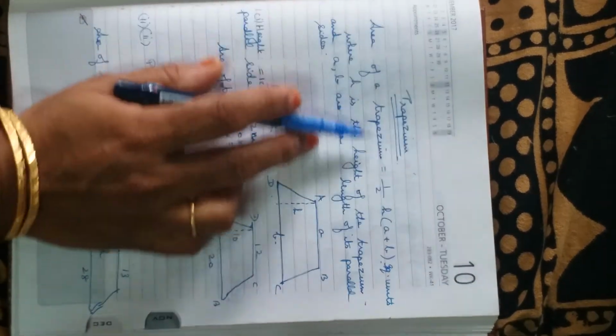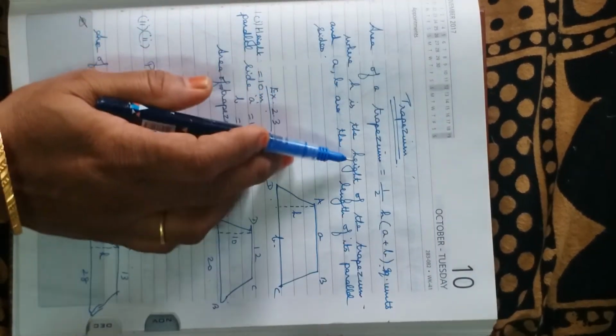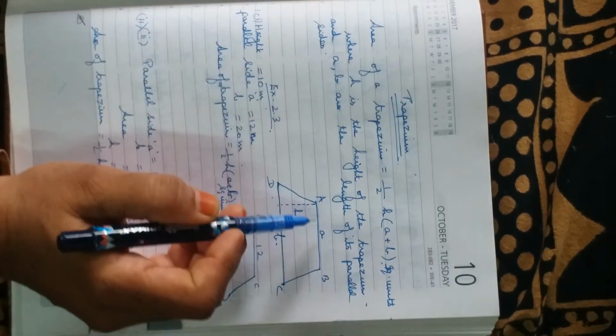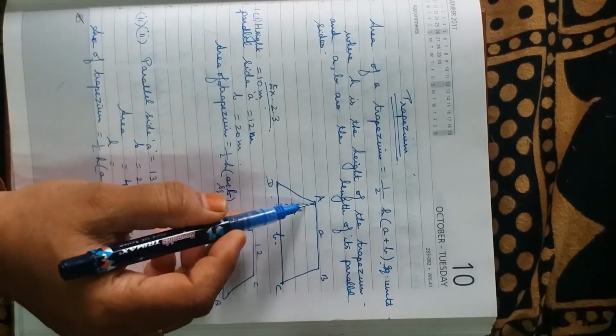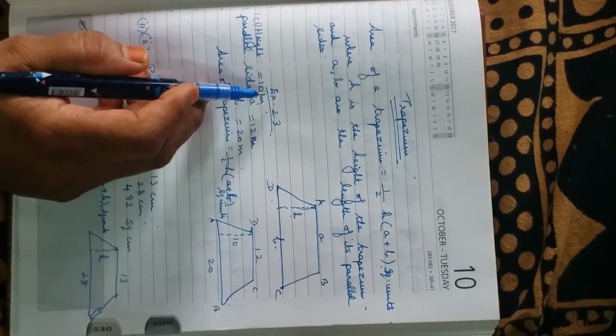So, area of a trapezium is equal to half into h into a plus b square units, where h is the height of the trapezium and a and b are the lengths of its parallel sides. So, this is a, this is b, the distance between the two parallel sides is h. We will see problems based on that.